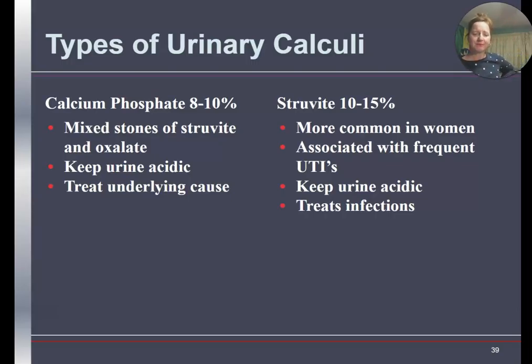And struvite, more common, 10 to 15%. I think that's the one that's super spiky looking from that picture. And most commonly associated with UTIs. So again, keep the urine acidic and treat those infections. And apparently the struvite ones are the most common in women.